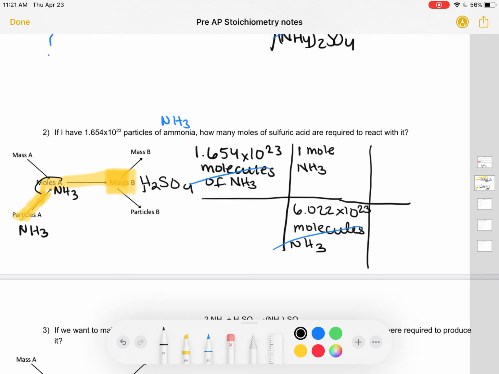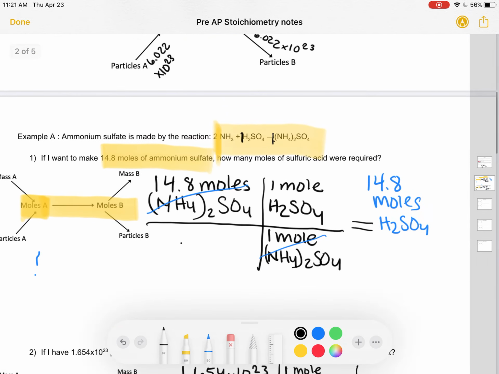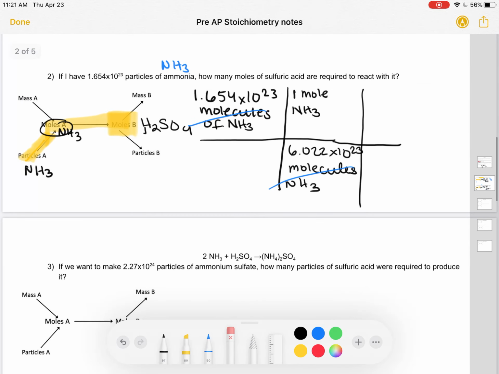Okay, so now I'm here. Now to switch over from ammonia to sulfuric acid, okay, because it doesn't matter if they're on the same side of the equation or not, that does not make any difference. Okay, so it's a 2-to-1 ratio. There's 2 ammonias for every 1 sulfuric acid. So there are 2 moles of NH3 for every 1 mole of H2SO4. Okay, so now we would cancel out moles of NH3 and we'd be left with moles of H2SO4.